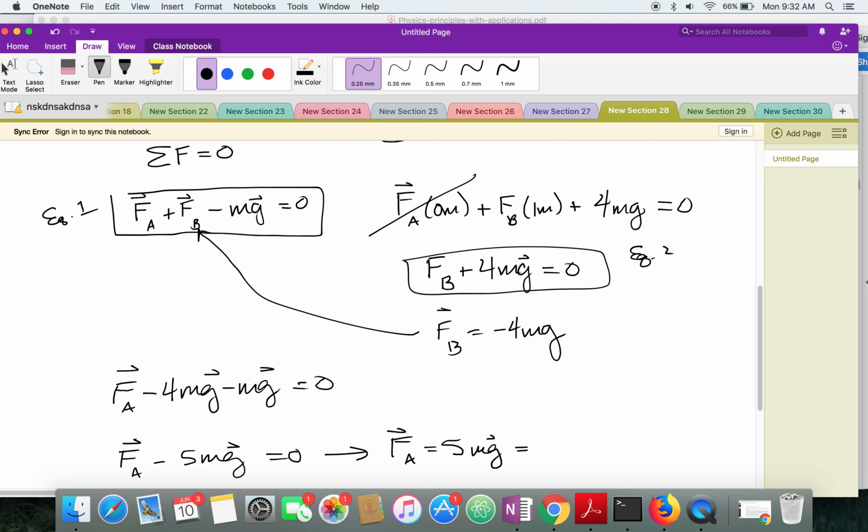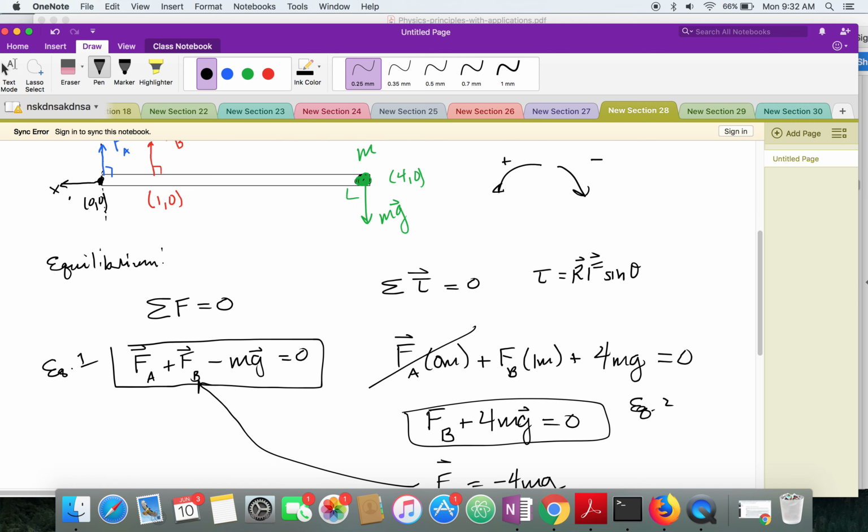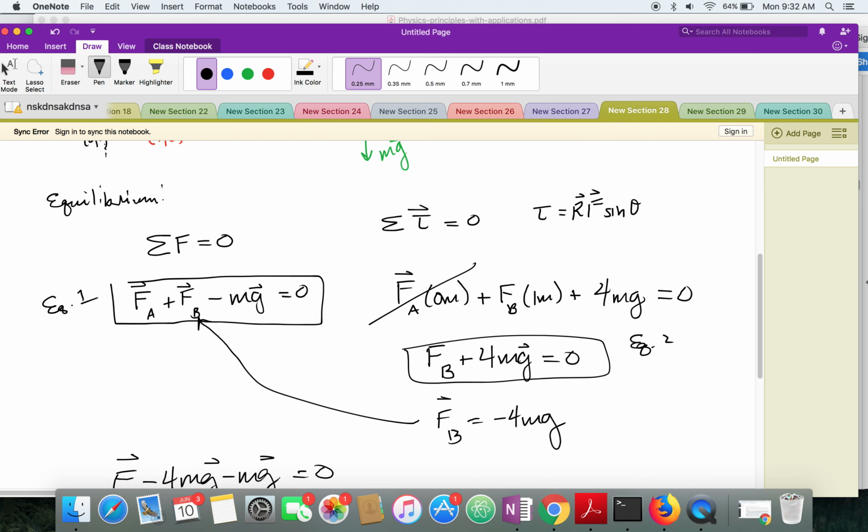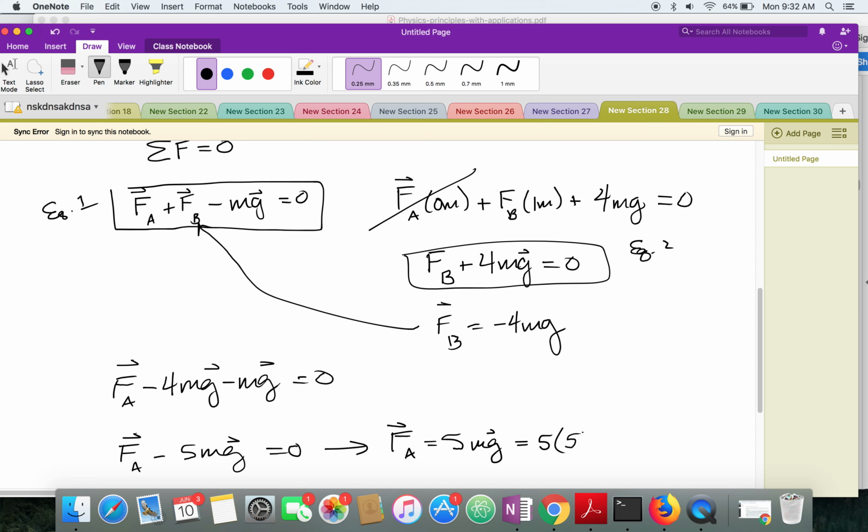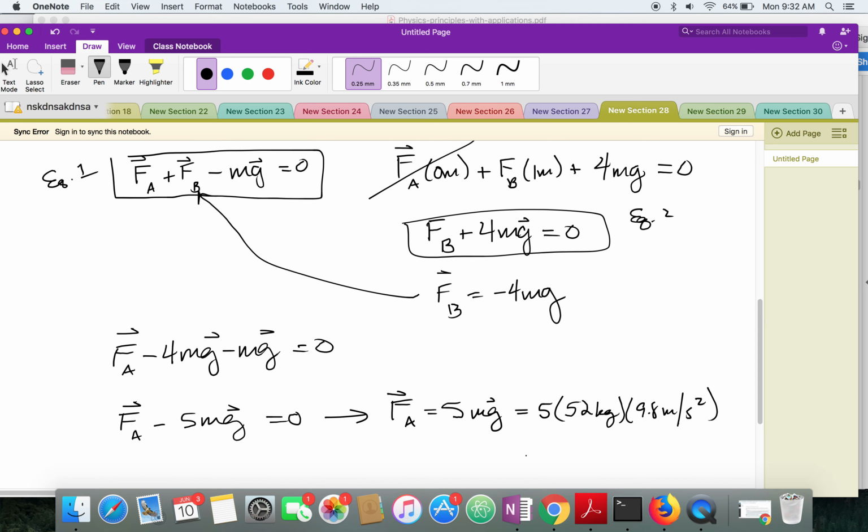Let's go ahead and plug in what we got. Her mass, I believe they said, was 52 kilograms, times 9.8 meters per second squared. So 5 times 52 times 9.8 is 2548. So the force of A is 2,548 newtons of force.